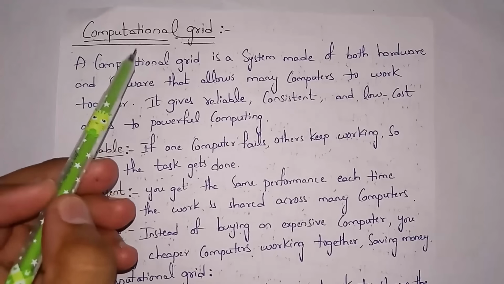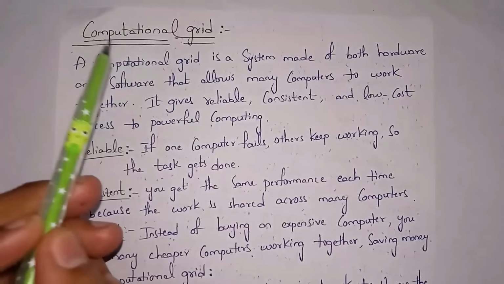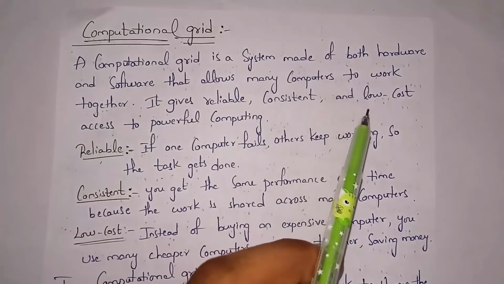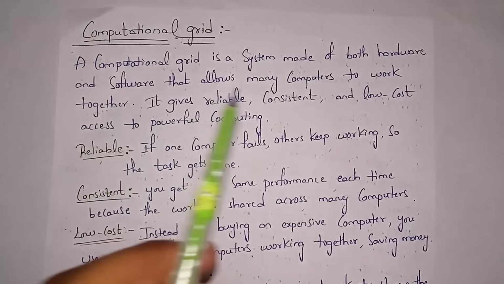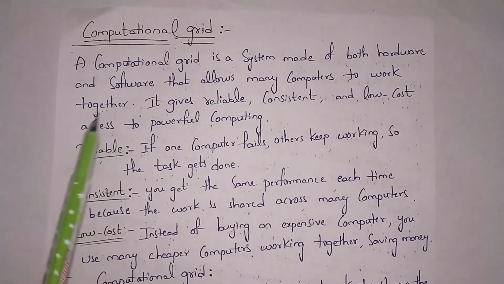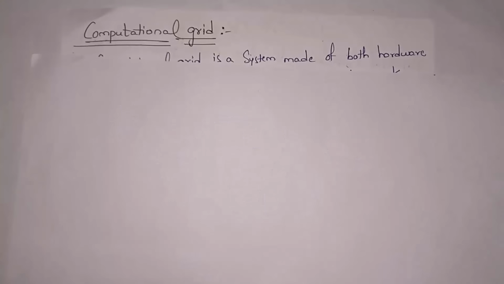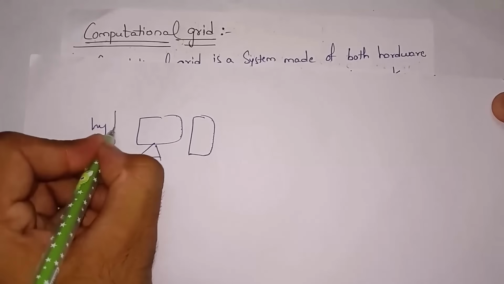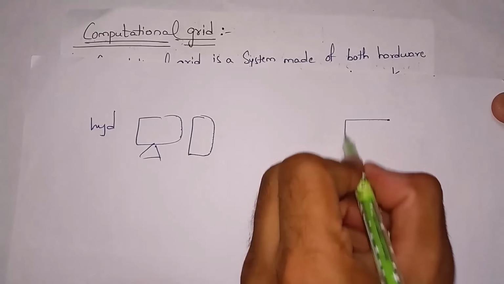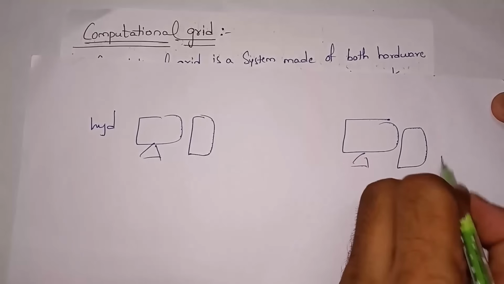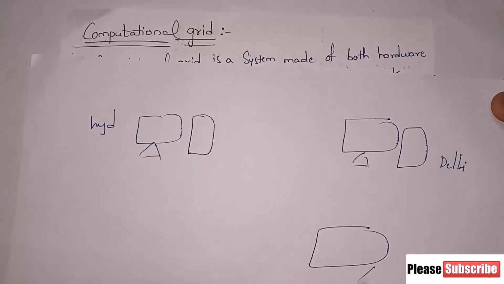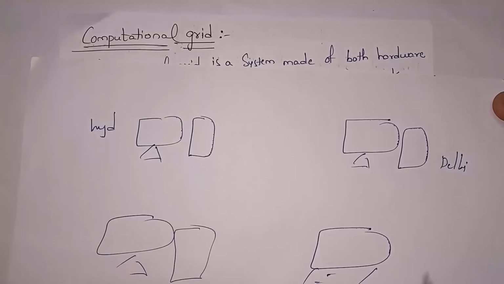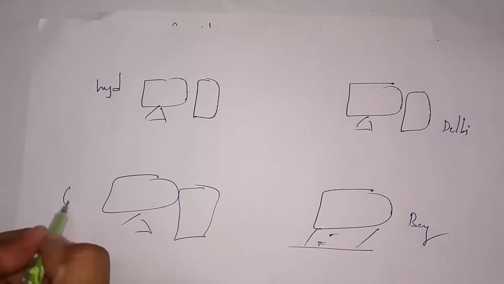A computational grid is a system made of both hardware and software that allows many computers to work together. It gives reliable, consistent and low cost access to powerful computing. Guys, I will give an example so that you can clearly understand what grid computing is. For example, let us say there are 4 computers. This is a computer which is located in Hyderabad, and this is another computer which is located in Delhi, and this is a laptop, and this is another computer. This is located in Bangalore, and this is located in Goa.